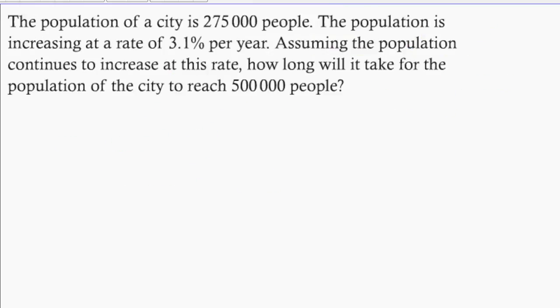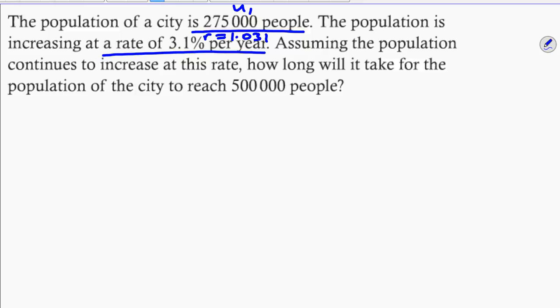Here is another example. The population of a city is 275,000 people. So that will be my U1. The population is increasing at the rate of 3.1% per year. So R will be 1.031.